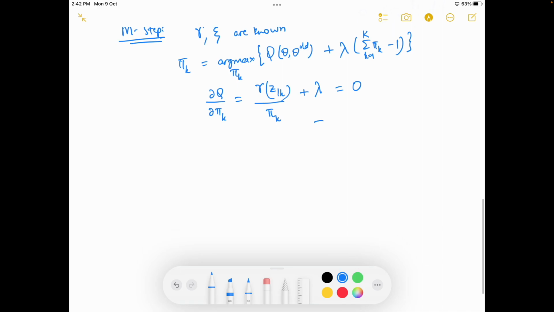So pi k comes out to be how much? Gamma z1k upon minus lambda. How will you compute lambda now? Where will the k dash come in? Yeah, for a particular k. Okay, fine, k dash. This is for a particular k, so it's k dash.